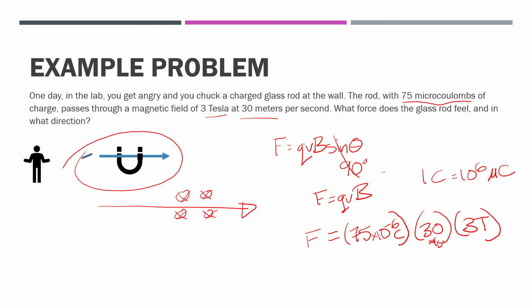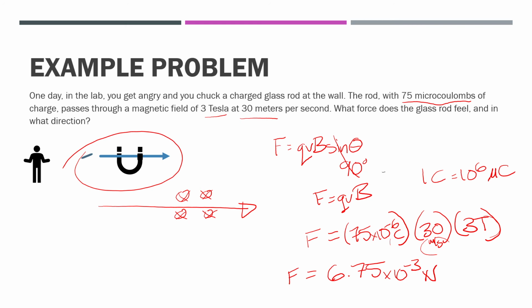If you multiply all those things together, that gives us 6.75 times 10 to the negative 3rd newtons. Now these units, coulombs, meters a second, and Tesla, if you were to go through and do a bunch of algebra, you would find that these things do indeed equal newtons. So our force is 6.75 times 10 to the negative 3rd newtons for this problem.